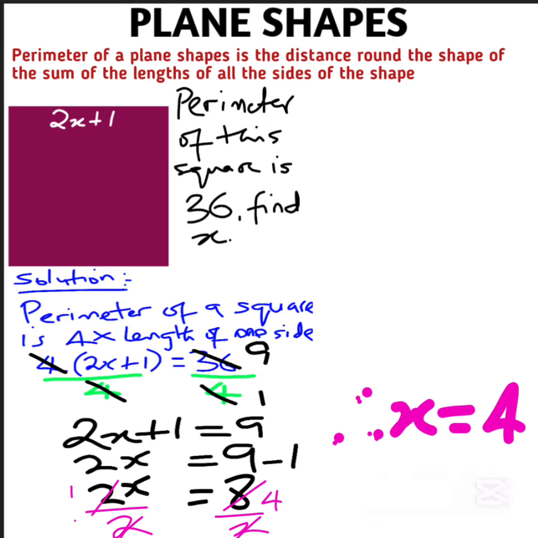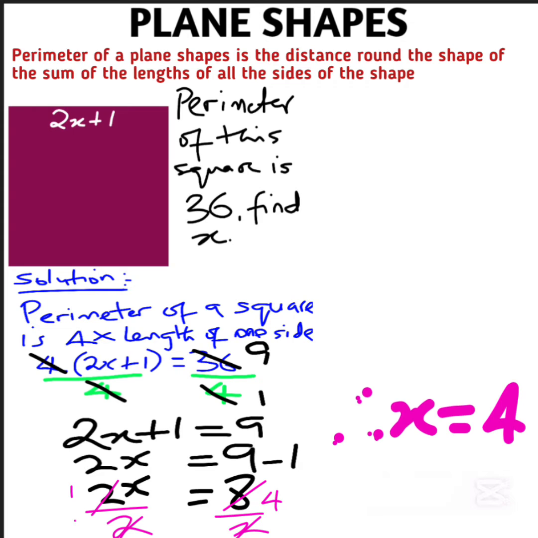So if we cross out 4 from both sides, we're left with 2x plus 1 equal to 9, because 36 divided by 4 gives us 9. Because we have to move plus 1 to the other side of the equation, we'll have to subtract 1 from both sides, leaving 2x equal to 9 minus 1, which is the same thing as 2x equal to 8.